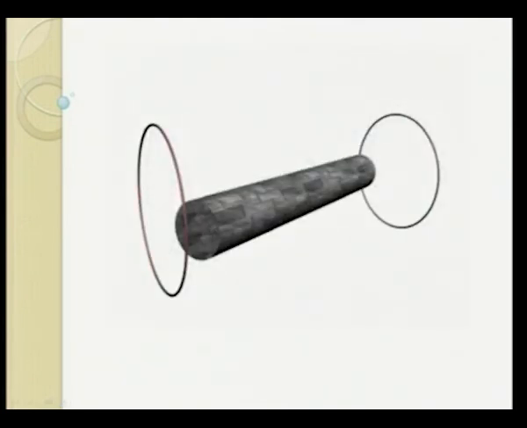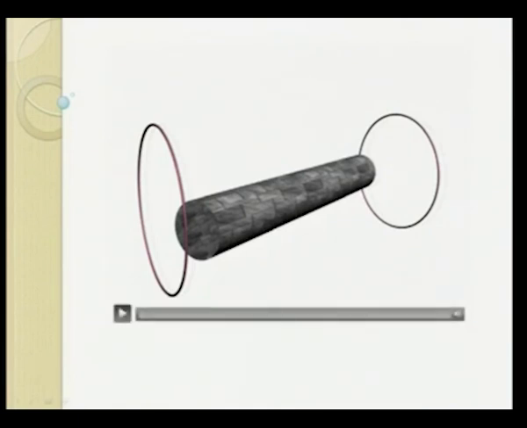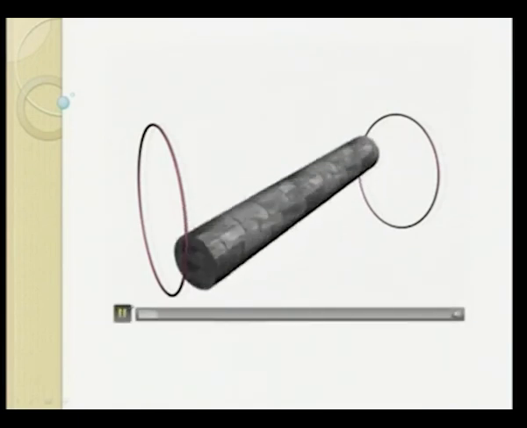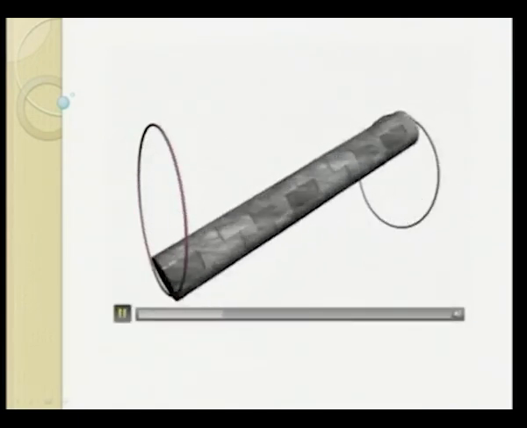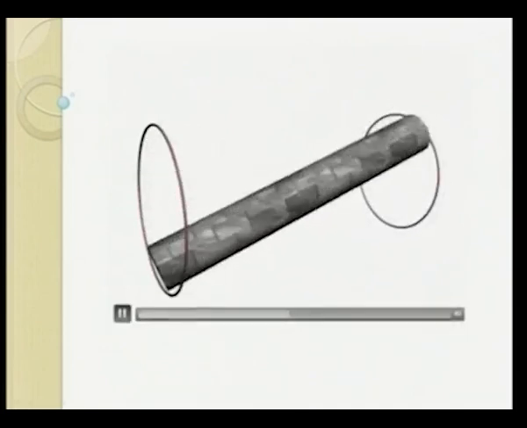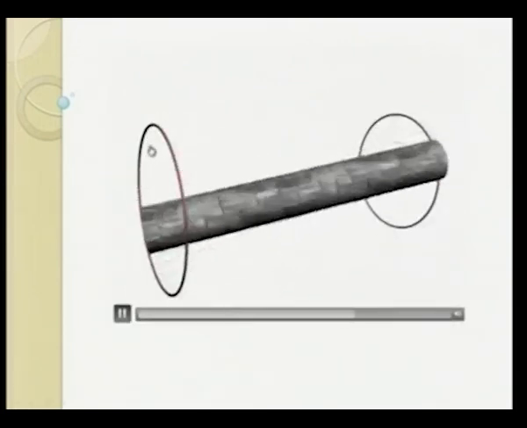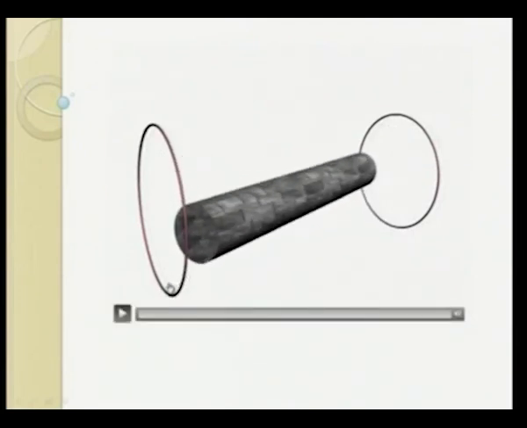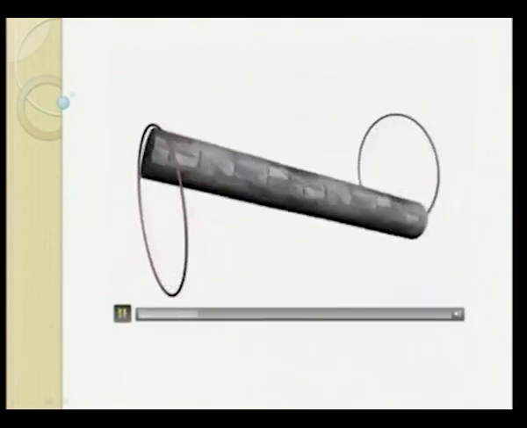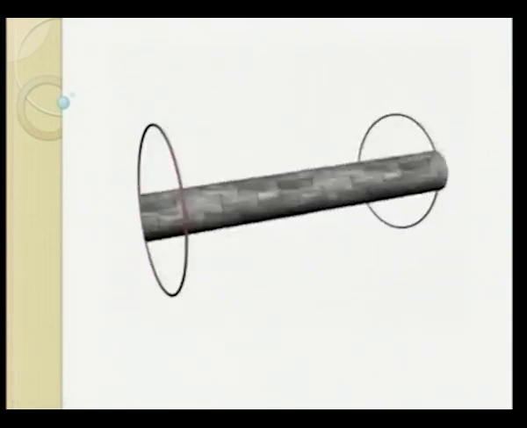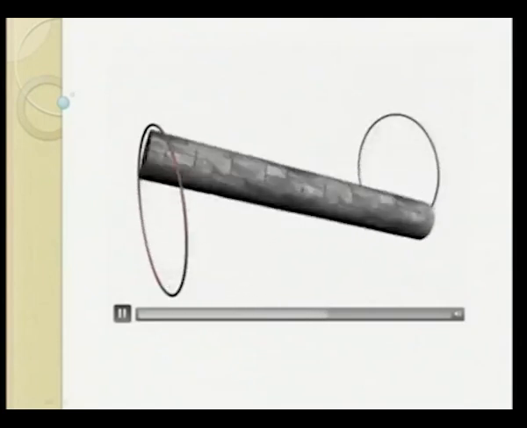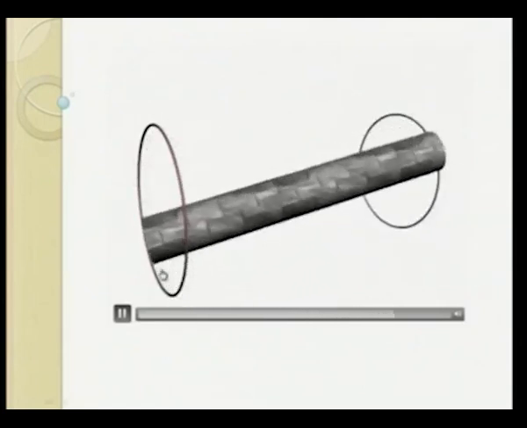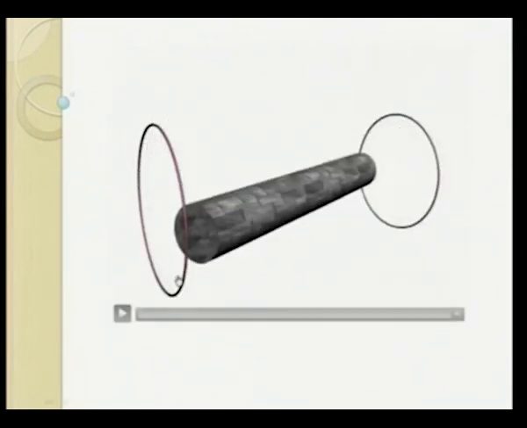This is the animation for forward conical whirl. This shaft is rotating about its own axis in the clockwise direction, and if you see the end of the shaft, that is also whirling in the same clockwise direction. So that's why it is forward conical whirl. Again, we can see this animation. The shaft is rotating clockwise about its own axis, and the whirling at both ends is also clockwise.